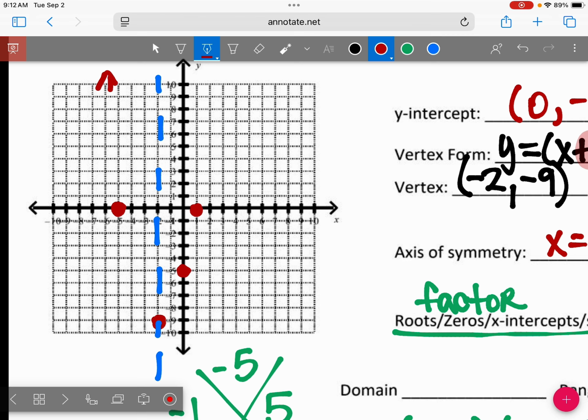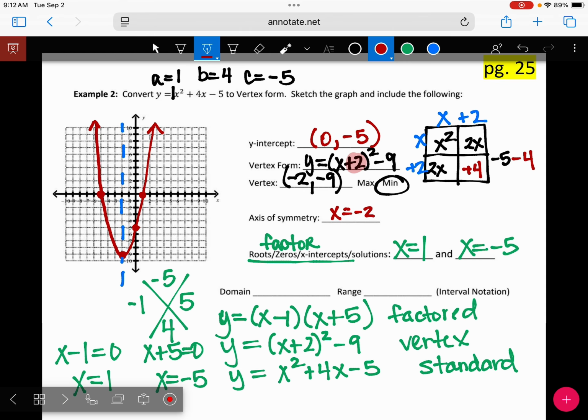So I have a parabola. It's going to come down, hit that vertex. It does a U-turn, and it heads back up. That's my sketch. My domain, all real numbers. And because this one is a smile, that means that my range is going to start at the vertex, which is -9, the y value, and it's going up forever.